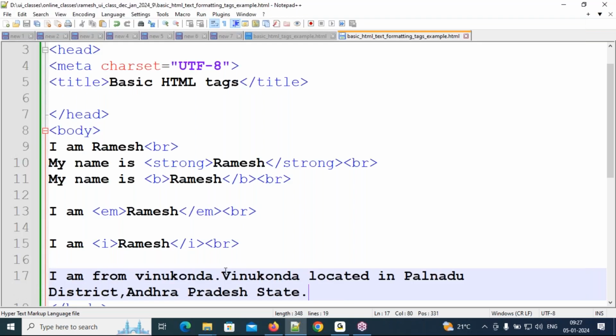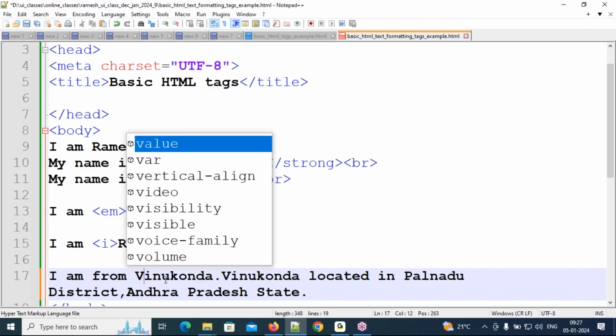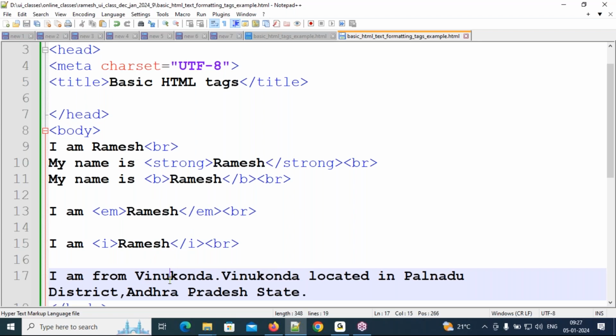Vinukonda. Now what I want to do is highlight each and every place in this sentence. Vinukonda is a place, Palnadu is a place, Andhra Pradesh is a place. Now I want to highlight these, but not with bold or italic letters; with underline. Again, for underline there are two tags: the INS tag and the U tag. INS is for important data, but underlined. The U tag is for blindly underlining. That's it.